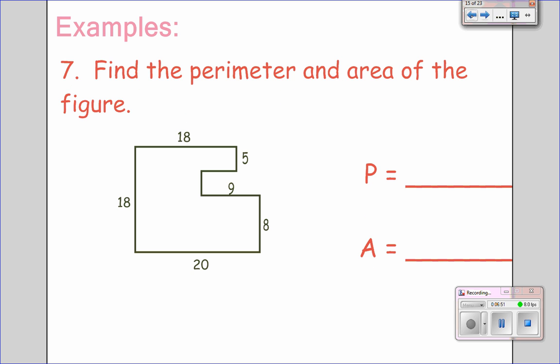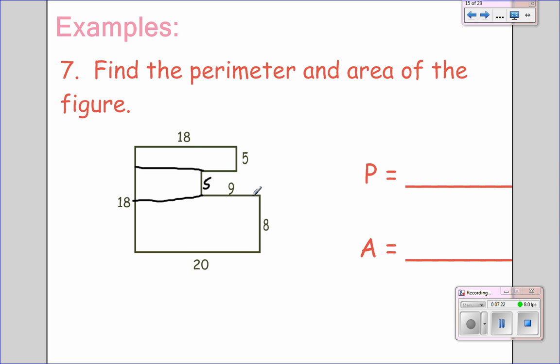All right, now we got a composite figure to look at. Composite is when I combine a bunch of shapes together. We need to go ahead and divide this shape into multiple rectangles to help us solve this nice and easily. There's a couple ways you can divide it, but this is the way I'm going to choose to do it. It's not a very good drawing, I'm sorry. So the whole side here is 18. This piece is 5, this piece is 8, so that gives me 13. So I need 5 more for this to make 18.